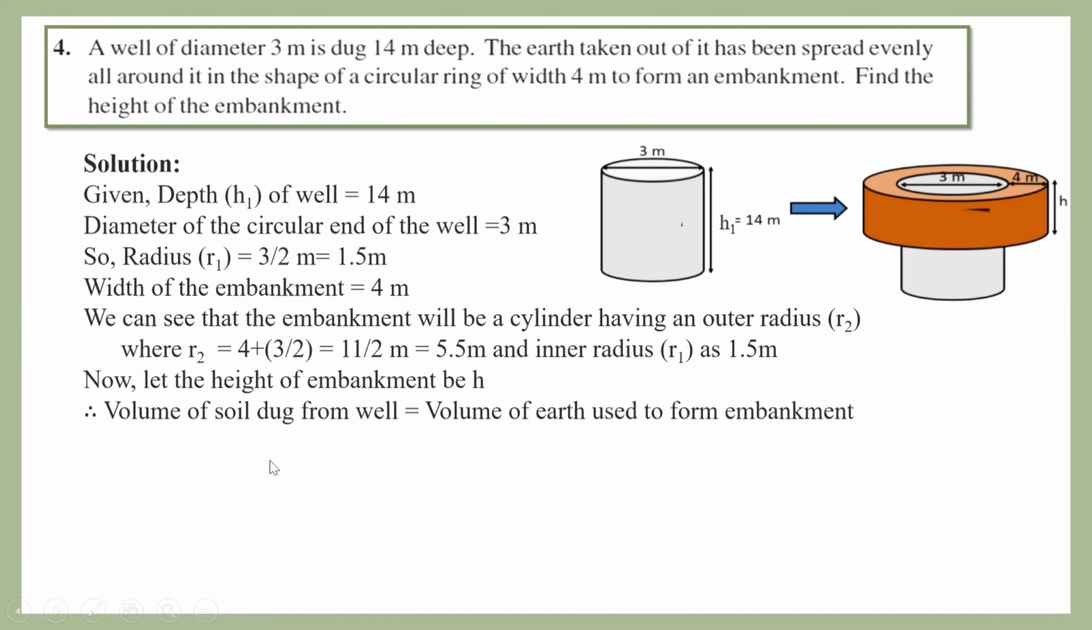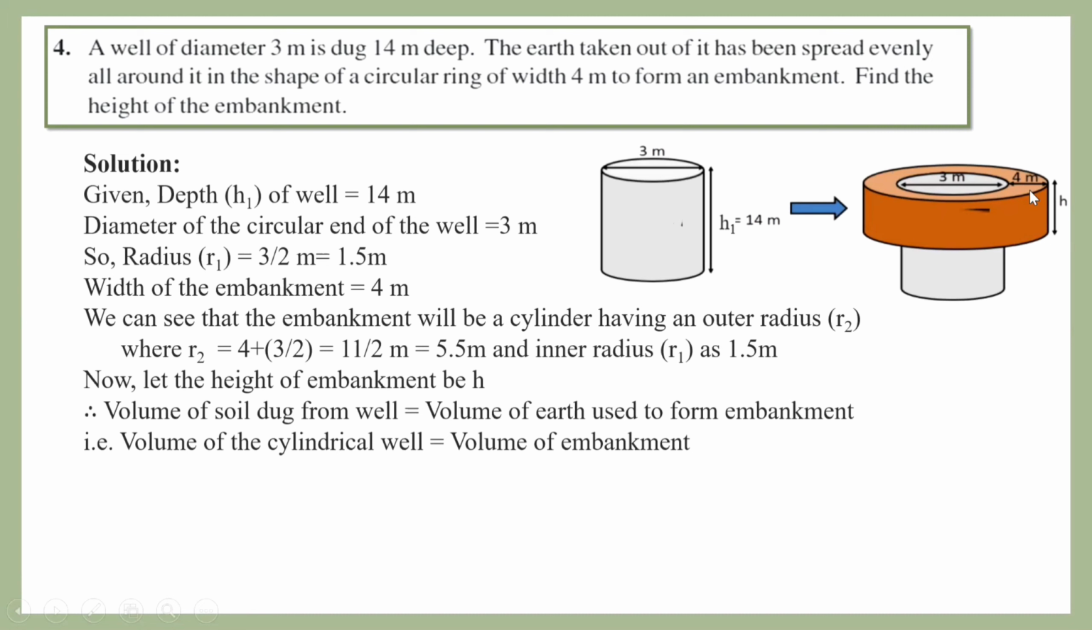The volume of the soil dug from the well will be equal to volume of the earth used to form the embankment, right? Now this will be how much? The volume of the soil dug will be equal to volume of the cylindrical well, and the volume of the earth used to form the embankment will be equal to volume of the embankment. That will be how much? Pi into R1 squared H1. The volume of the embankment will be equal to this outer cylinder's volume minus this inner cylinder's volume, right?